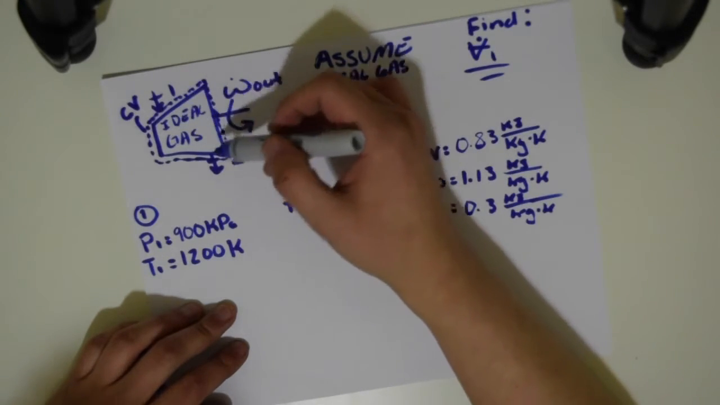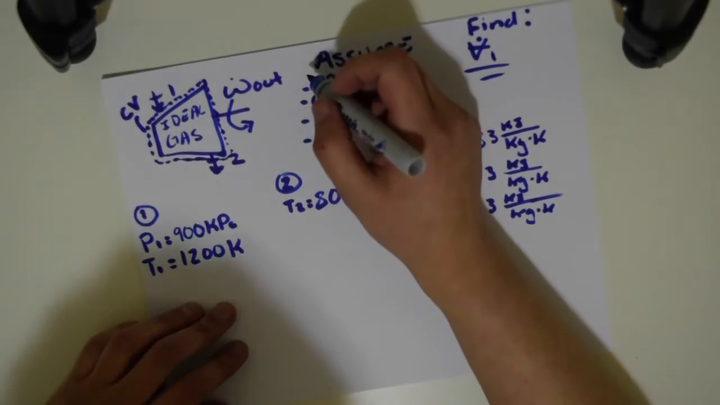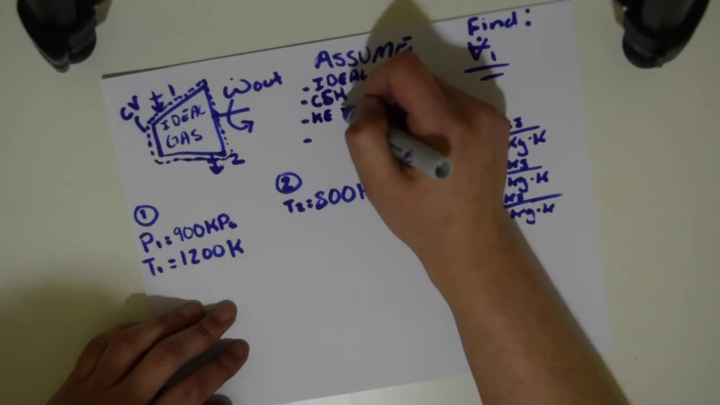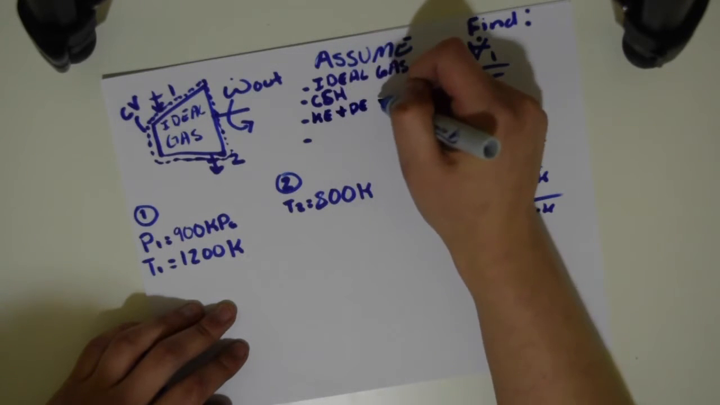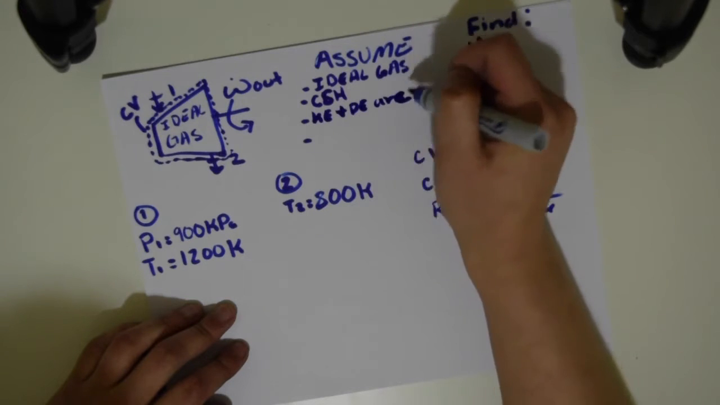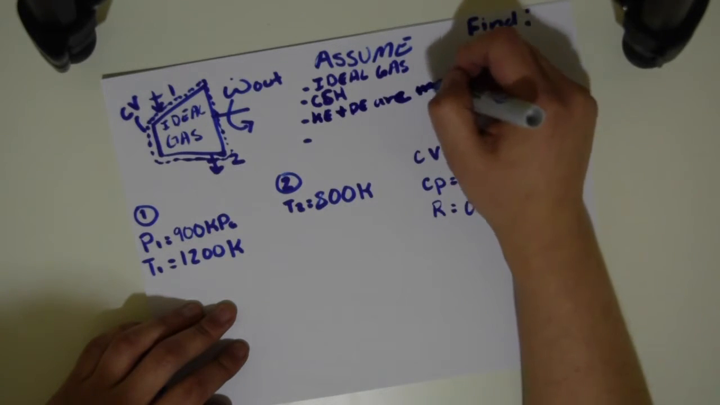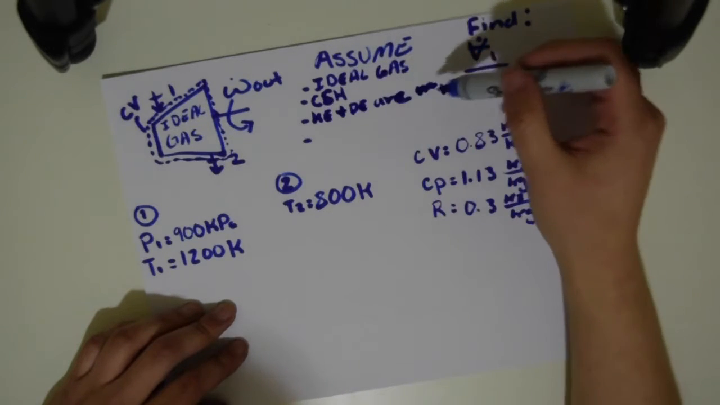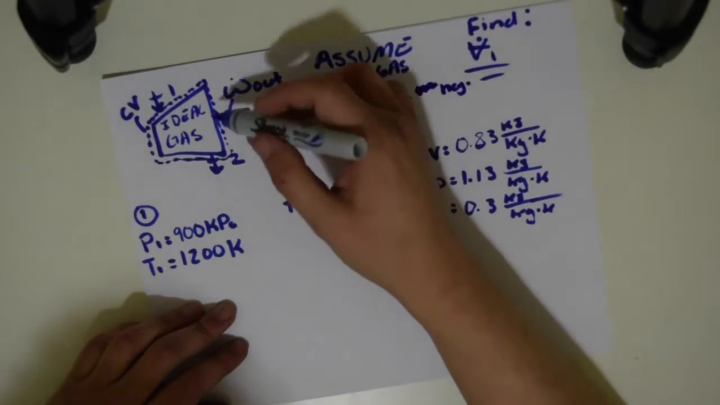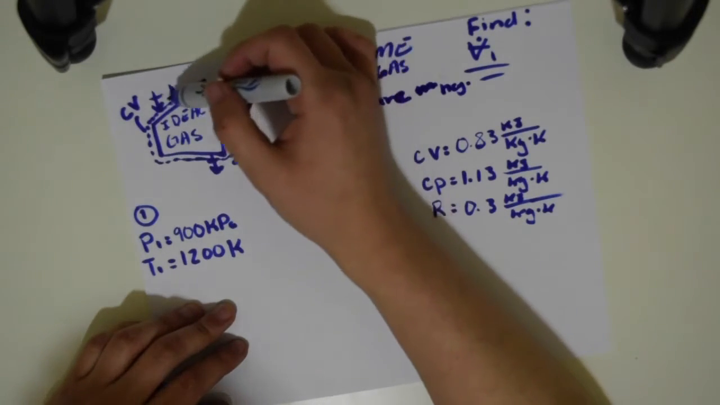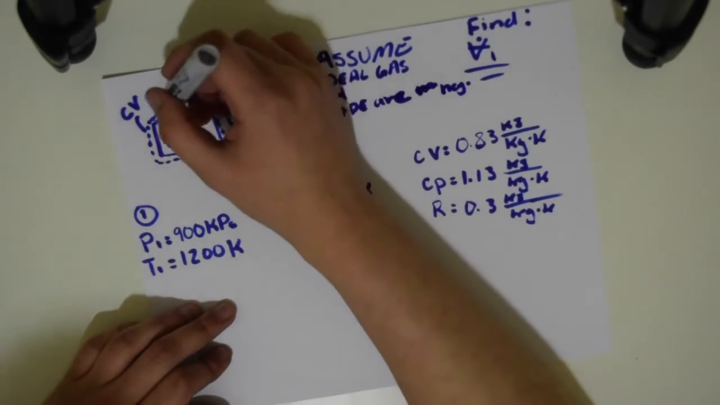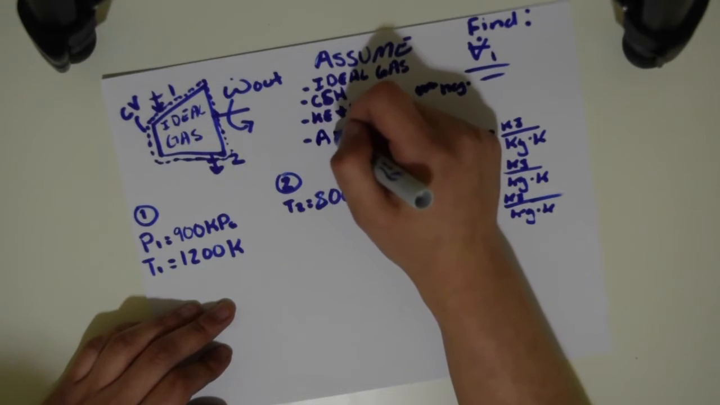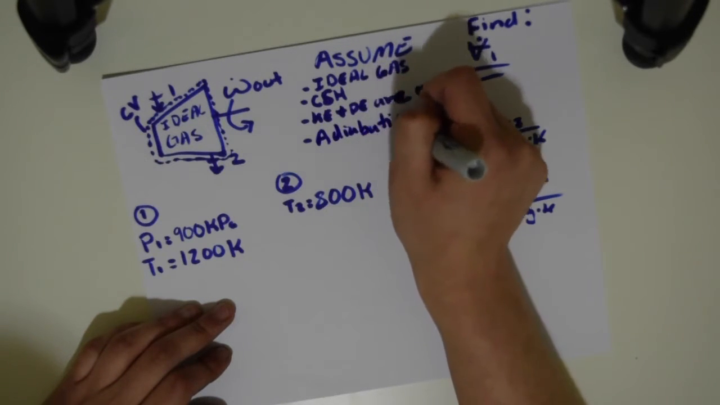As you can see, this problem does not give us any kinetic or potential energies, so we can say KE and PE are negligible. And last but not least, we don't have any heat. Like I said before, if it doesn't give us any indication of whether there's Q in or Q out, we can just assume that this is an adiabatic turbine.